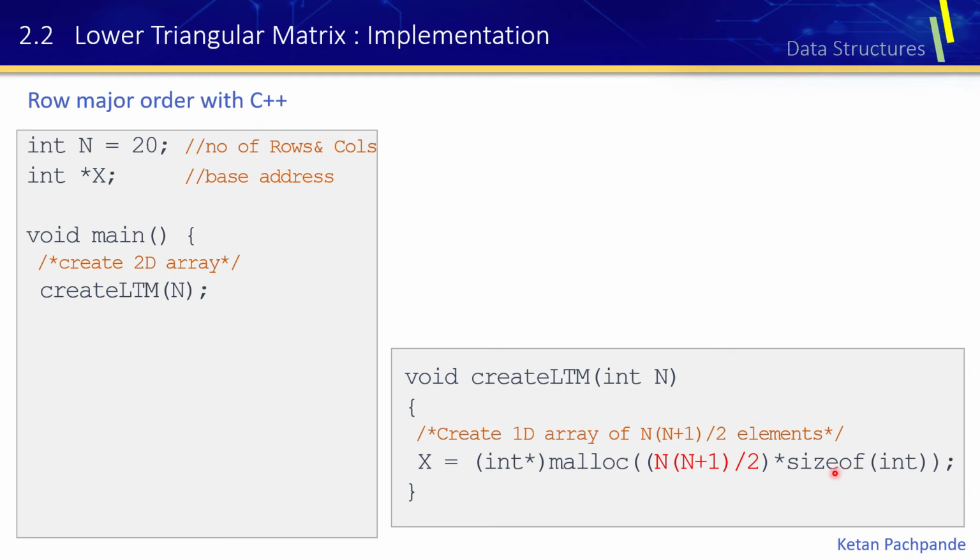It depends on you what type of data you are storing in each cell. So in my particular example, I'm going to store the integer value in each cell. That's why I say size of integer. So this total number of bytes will be allocated by the malloc function. And since it's just a one-dimensional array of integers, I have to typecast it and return the address. I store this address in the global variable x.